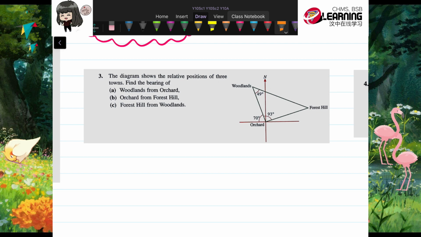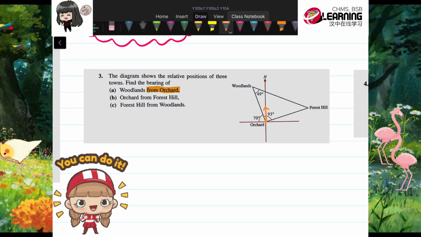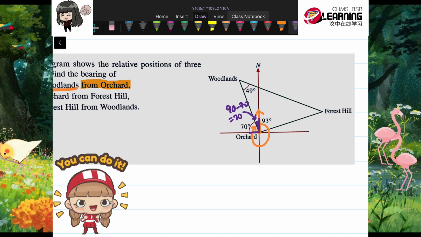The question says from Orchard. So you need to form a north from Orchard, and then it's Woodlands. Woodlands is all the way until here. So how are we going to find that? Let's look at this angle over here. This angle is basically 90 minus 70 equals 20, because this is 90 degrees. So if this is 90 degrees, then 90 minus 70, this small little angle here is 20.